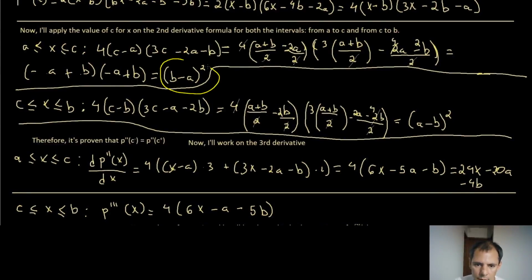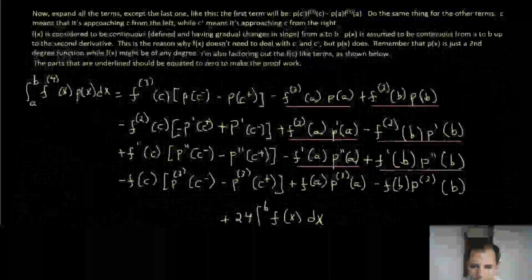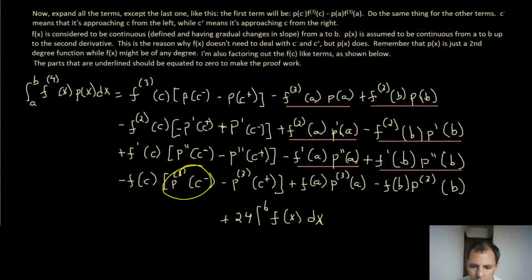Look at that. You can see that these are equal now. Now it's proof. Why? Because b minus a squared and a minus b squared, because it's squared, it's always going to be positive. So therefore it's proven that the second derivative of p at c minus equals the second derivative of p at c plus. We have proof of that now. Now I'll work on the third derivative. Why? Because we need it. Remember the big formula here? We need the third derivative over here.